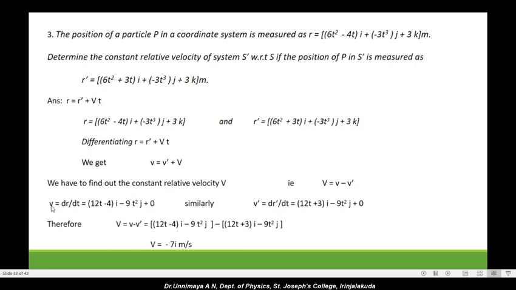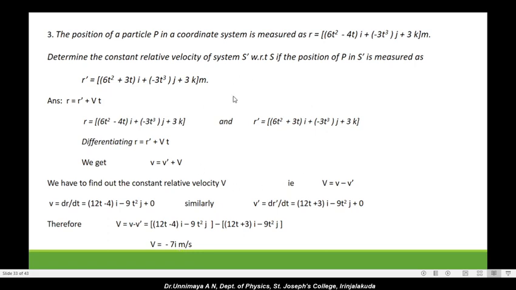So v is equal to dr by dt. Differentiate r with respect to time. Then we get (12t minus 4) I cap minus 9t square j cap plus 0. Similarly, v prime is dr prime by dt, equal to (12t plus 3) I cap minus 9t square j cap plus 0. Then capital V is v minus v prime. Do the subtraction v minus v prime. Then we get capital V is equal to minus 7I meter per second.